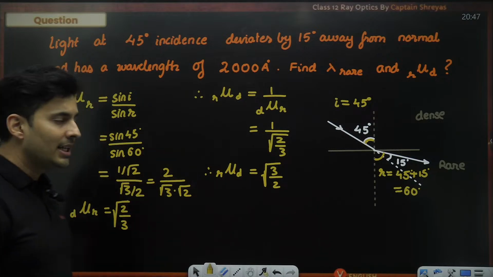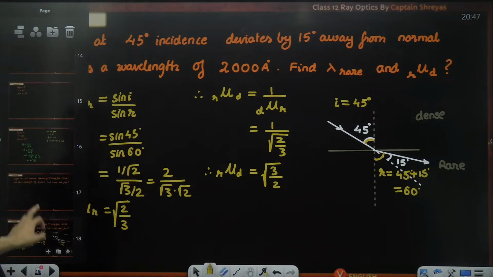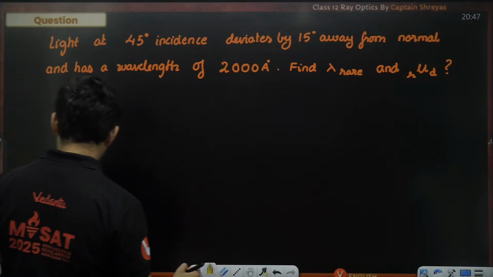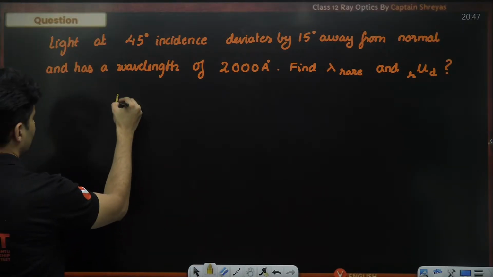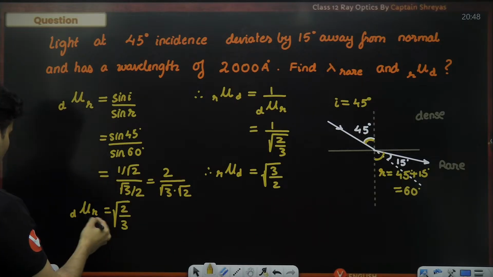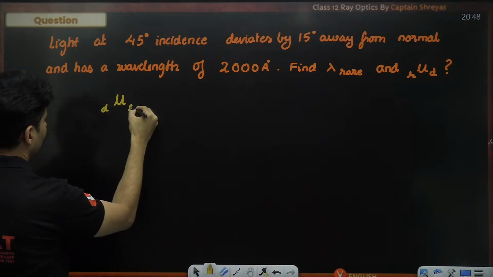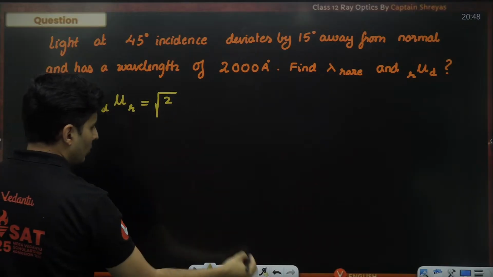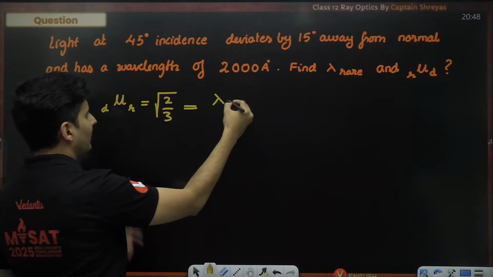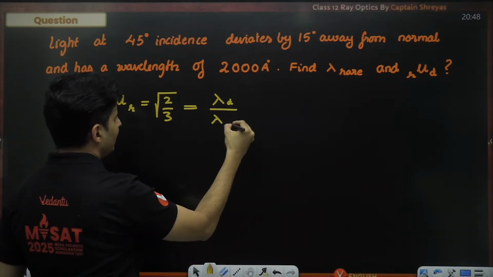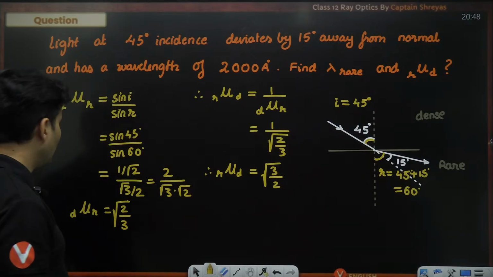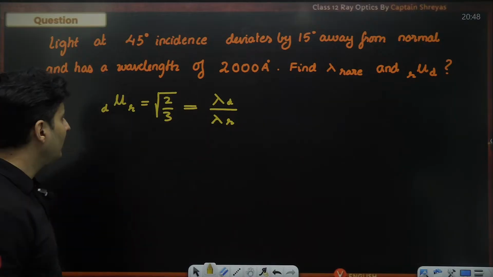Now the second part, finding the ratio of the wavelengths. That is also something we can easily do. Just use this relationship. We just got mu dr, d mu r. This was root 2 by root 3. Remember, this will also be equal to the wavelength in the first medium upon the wavelength in the second medium. It was going from dense to rare, first to second, so the same order will be followed in wavelength also.